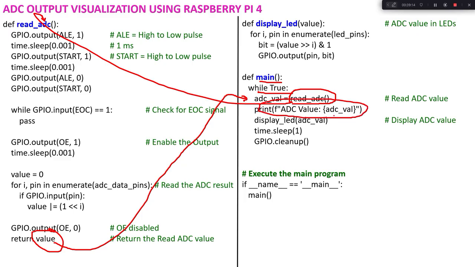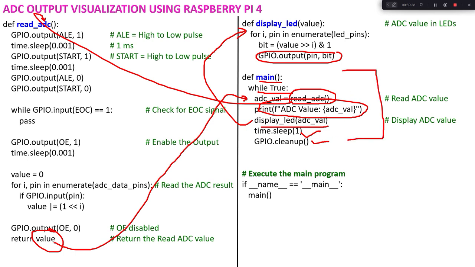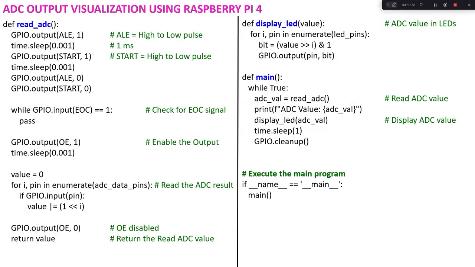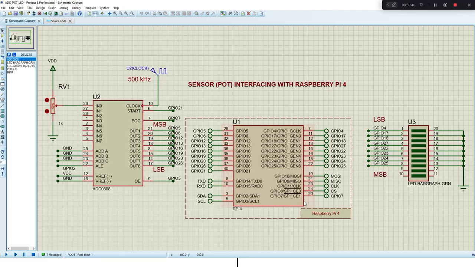Then I am going to move this data to the LEDs, so I call the display LED function, and thereby the LEDs will display the values. Then I wait for 1 second, then I clean up the signal. So that is how this main function is defined. Now we call this program using the main program and try to see. Let us execute and look at the output.